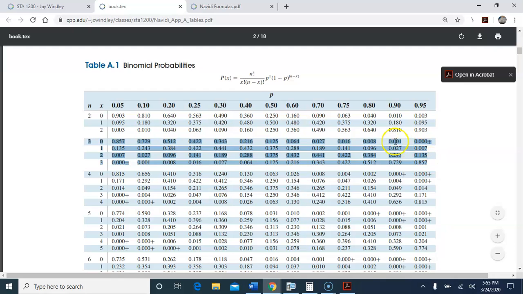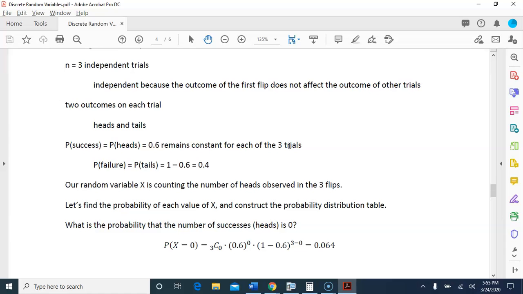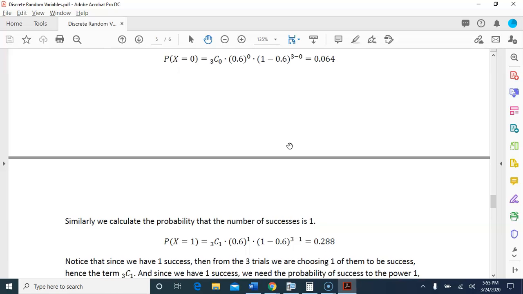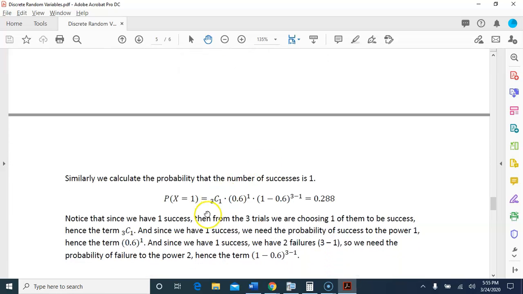And to narrow that down a little bit further, our problem has a probability of success of 0.6. So we want to be looking right in here, and there's the 0.064 already calculated for us on the table. Now we can continue this train of thought and figure out the probability of having 1 success. That's going to be 3 choose 1, and then the probability of success to the 1, and then the probability of failure to the 3 minus 1. If we've had 1 success, that automatically means we've had 2 failures. This should come out to be 0.288.